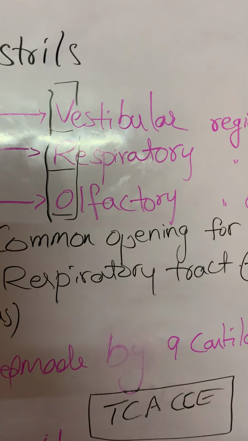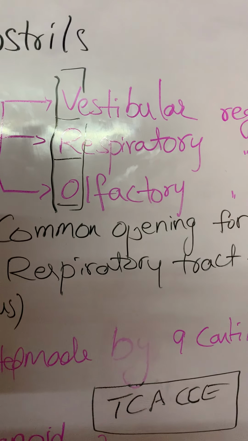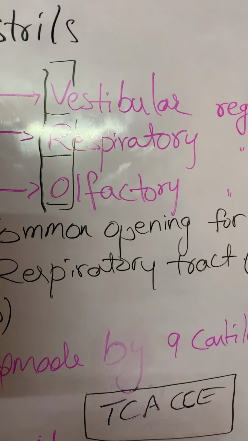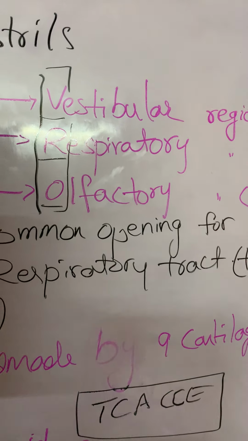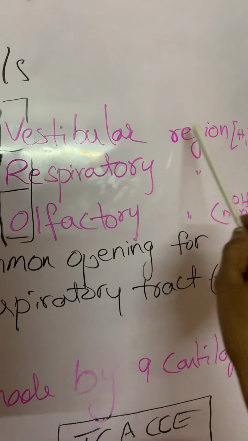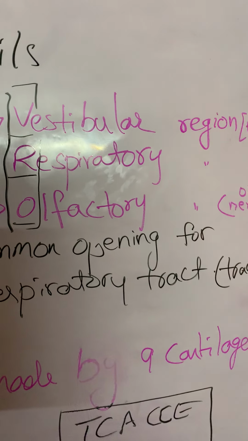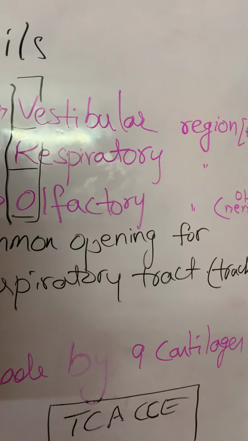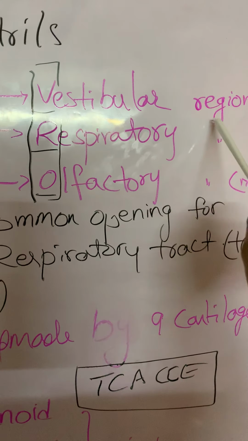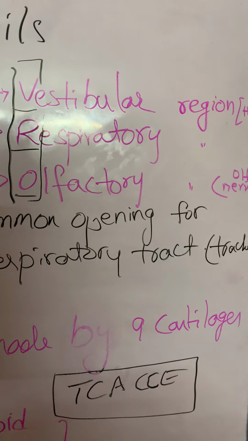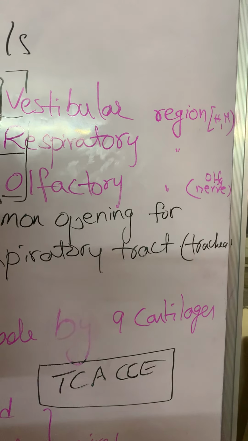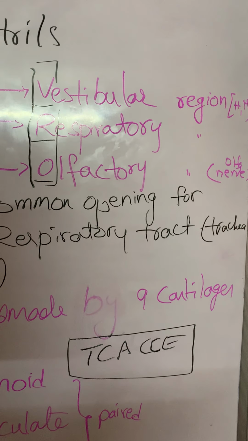This hair and the mucous membrane catch the dust particles which enter into the nose through the external nostrils. The inhaled air, which may contain dust particles, is filtered by the hair and the mucous membrane present in the vestibular region. The hair acts as a filter and it removes the dust particles.